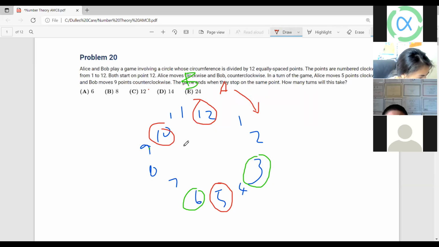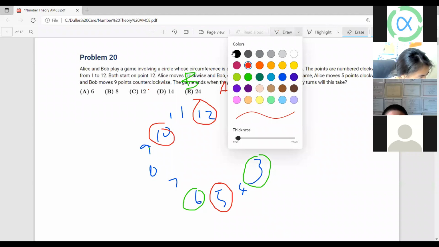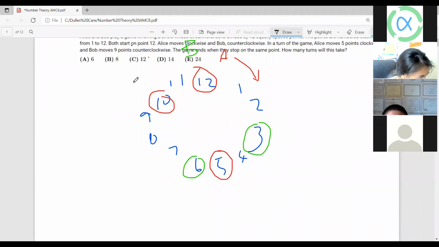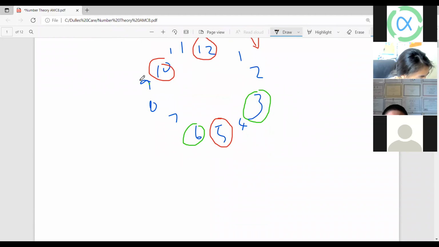So once again, they land on different points, 10 and 6. So we could do this for a while, right? We could do this for at least 6 turns, but that would be pretty time consuming and wouldn't be the best way of approaching this problem. So alternatively, we can do something else. You know they both start on 12.